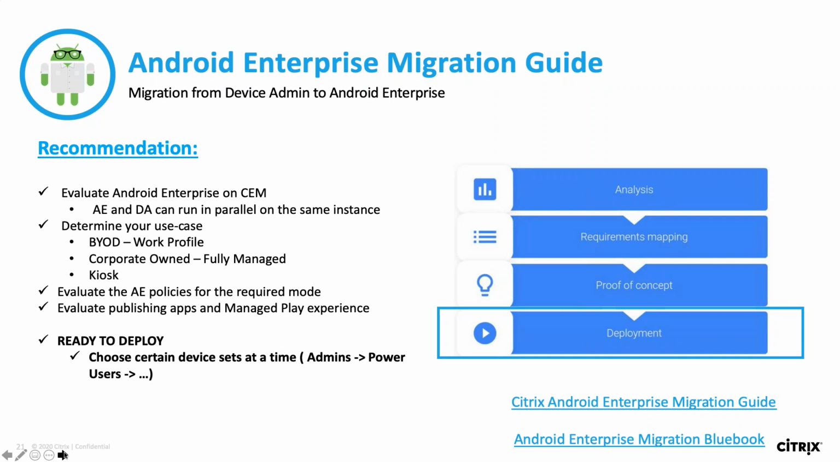because a lot of times the mistake is made that because you're so used to using Android as a platform, you just select Android, right? And that could lead to issues later on. So please make sure that you select the Android Enterprise platform. Now you have evaluated the solution in Citrix with Android Enterprise. Now it's time to move. You can start with a few admins, a few power users, and then move on to the rest of the organization. Again, as I said, you can always be parallel with AE and DA, but the time is now that you start moving your devices to Android Enterprise.